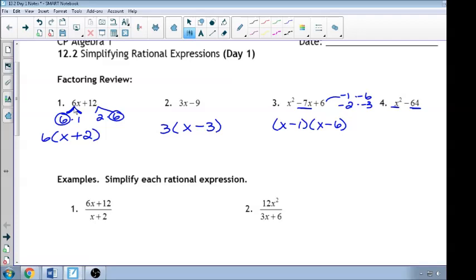So if that's the case, I'm going to make 2 sets of parentheses. I'm going to take the square root of x squared and put it here and here. So that would just be x. Then I would take the square root of 64 and plug it in there and there. The square root of 64 is 8. Well, how do I get 2 8s to multiply to a negative 64? One would have to be positive, one would have to be negative. That is our factoring review.